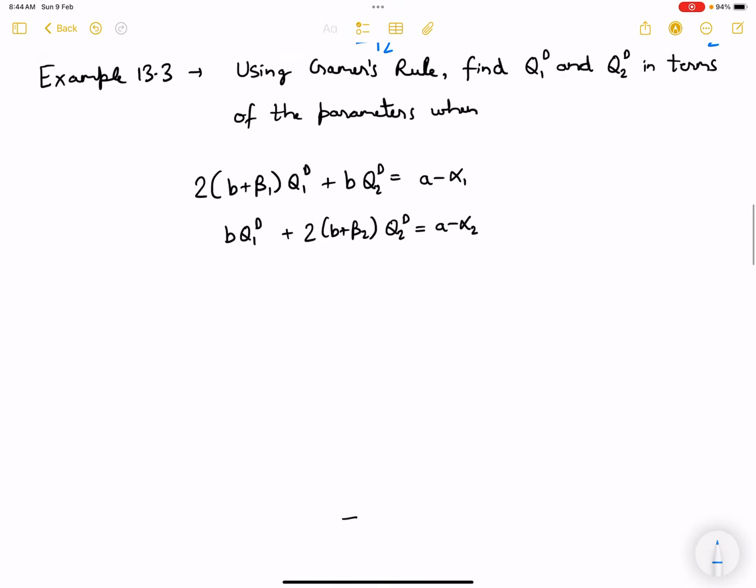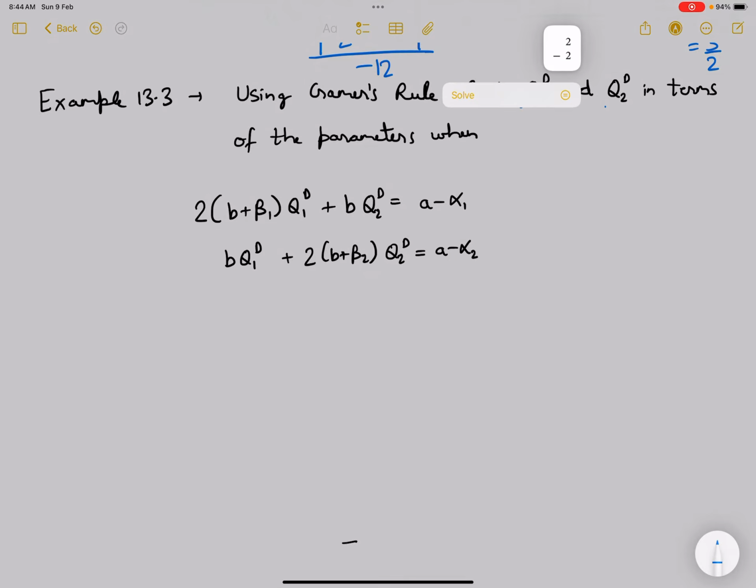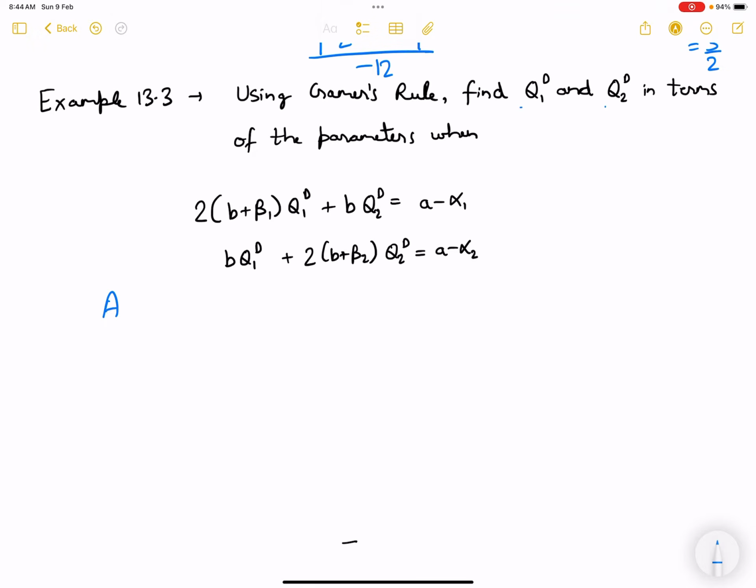Okay, now let's do another example. Using Cramer's rule, find Q1D and Q2D in terms of the parameters when this equation is given to us. So what we have is the A matrix is given by 2B plus beta 1, B, B, 2B plus beta 2. The B matrix is given by A minus alpha 1, A minus alpha 2.